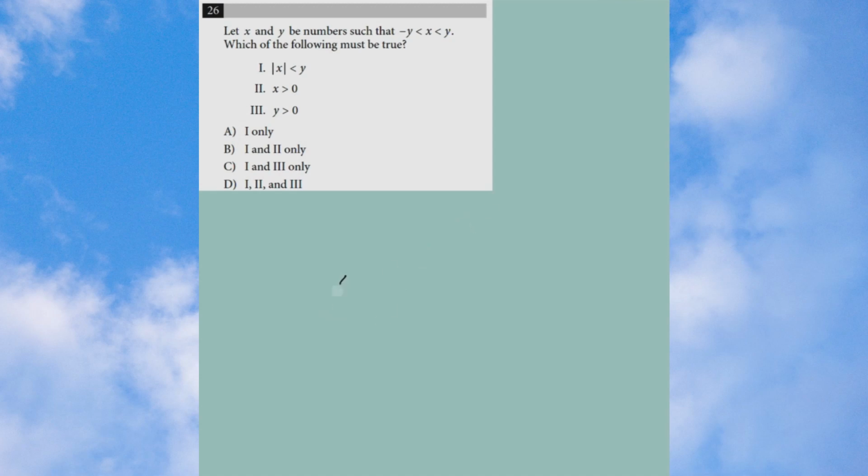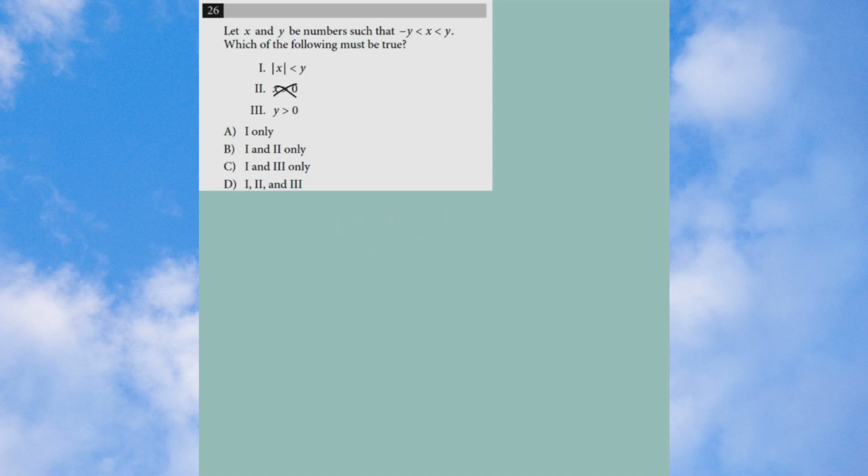What about x is greater than 0? Can we have a negative x? Well, let negative 1 be x, and let y be 2. So we'd have negative 2 is less than negative 1, which is less than 2. It seems like x can be negative. It holds here, therefore we don't need 2.